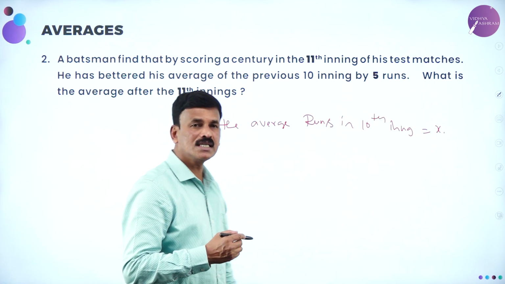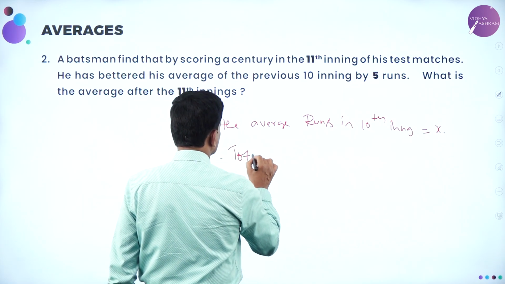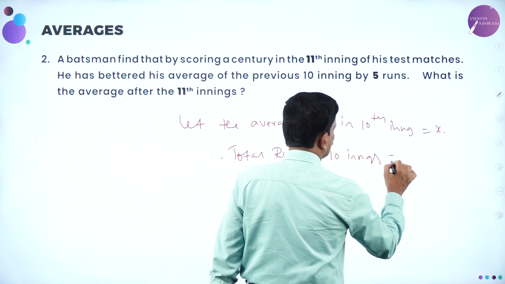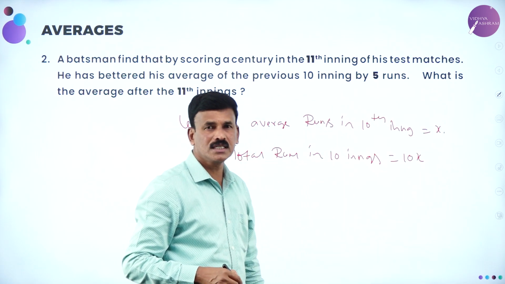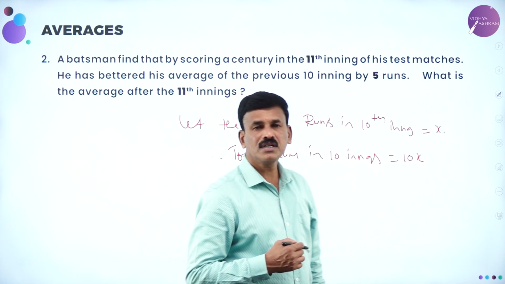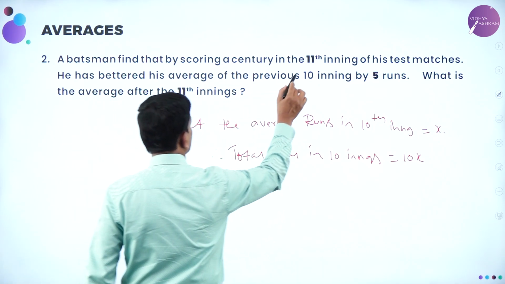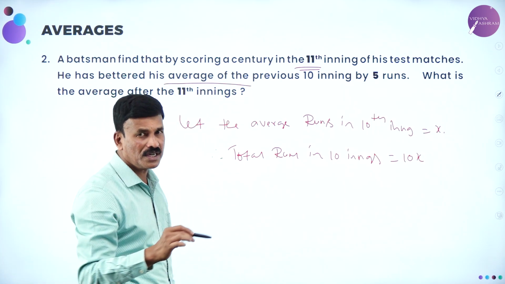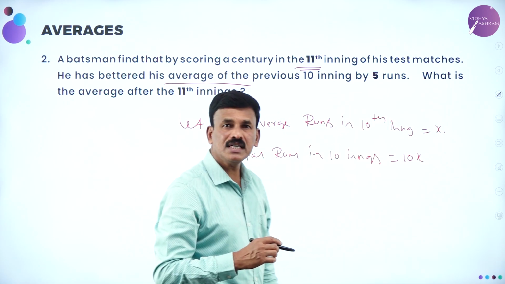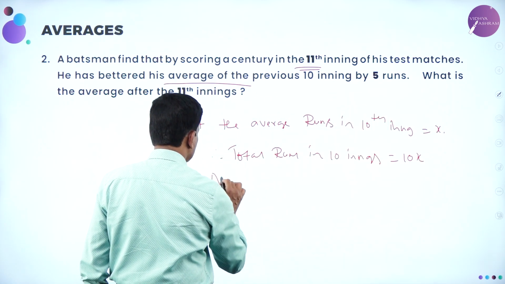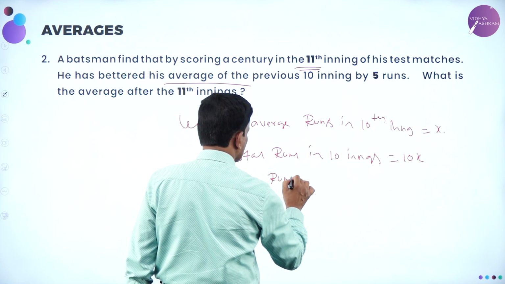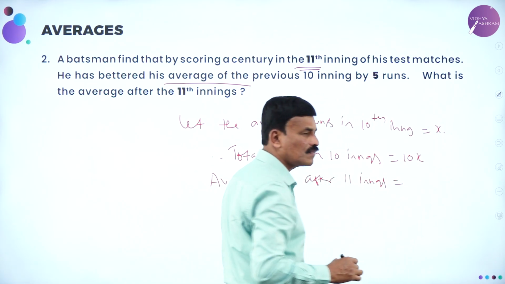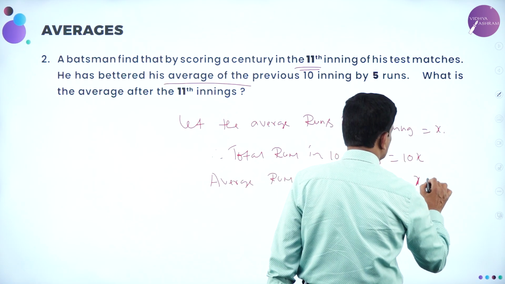Okay. Now, the total runs in all the 10 innings is equal to 10x. Total runs in the 10 innings is 10 into x, right? Now then, what is given? Suppose if he scores 100 in the 11th inning, then his average is better than the previous average by 5 runs, right? So, the average runs after 11 innings is equal to x plus 5.